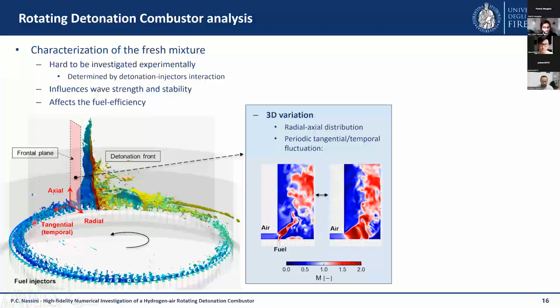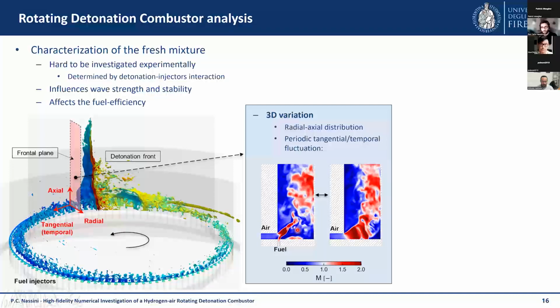And so we have the subsection of the different discrete fuel injectors here, which give this periodic fluctuation between a position where we have the fuel jet and where we don't have the fuel jet. So we have a real three-dimensional variation of the gas in this plane.